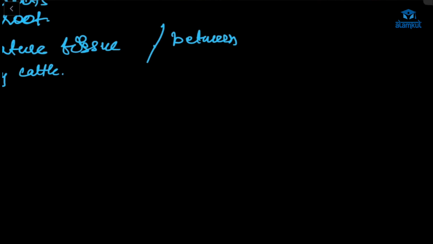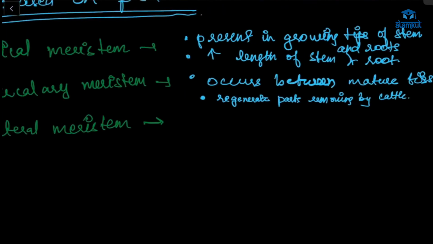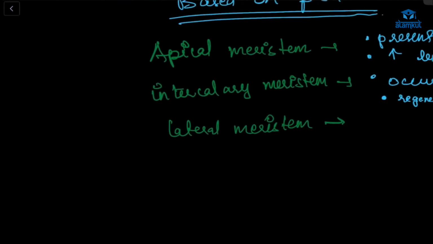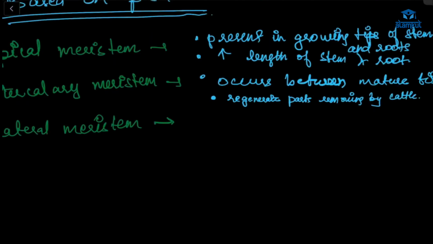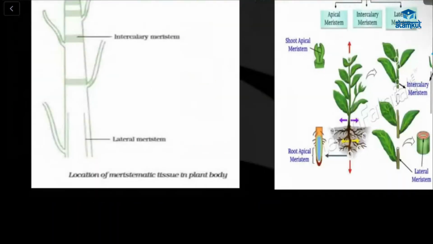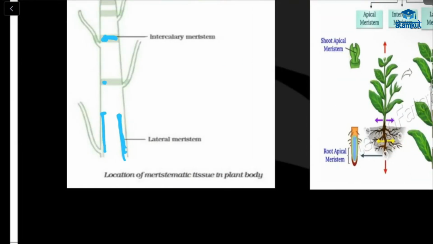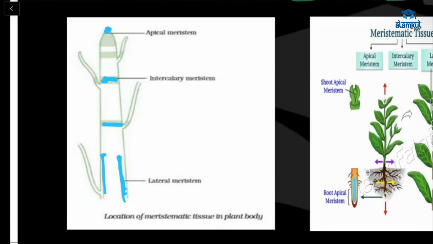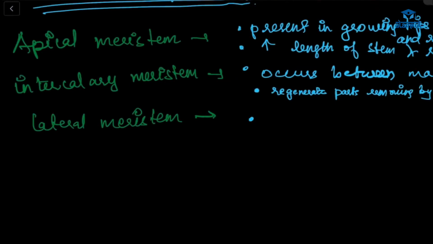Ma'am, are you telling the characteristics of apical meristem? No, I'm telling about intercalary meristem. Okay, ma'am. Next, we have the lateral meristem. You can see it here. This is our lateral meristem. Here only it occurs. Intercalary meristem is occurring here, and the apical on the top. And this lateral meristem, what will it do? It will increase the thickness or girth of the stem.